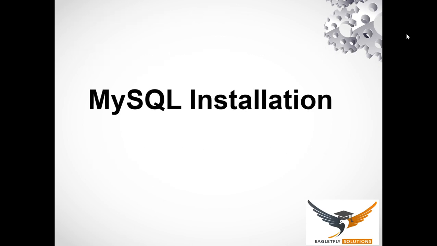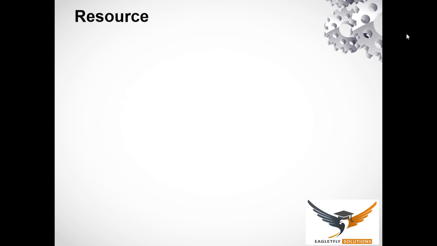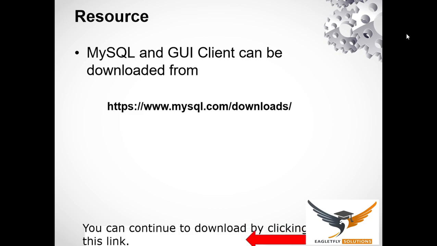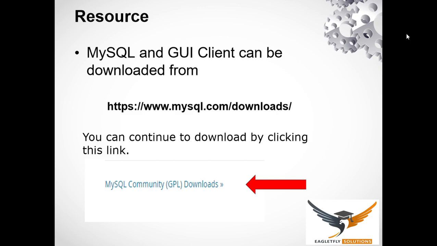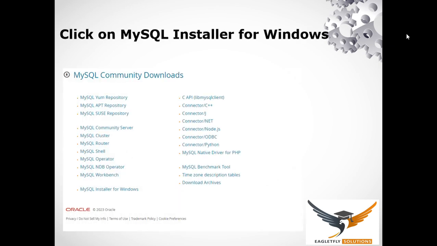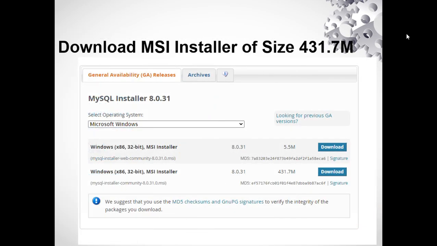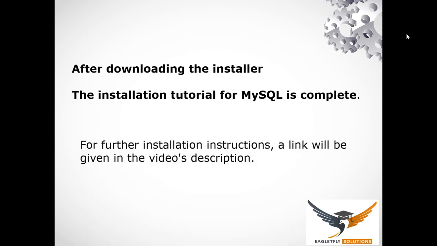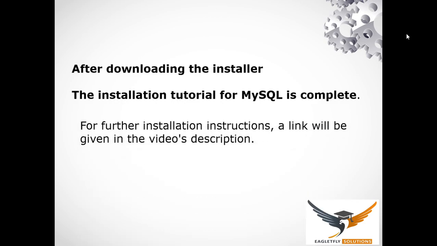Now let's look at the installation of MySQL. MySQL and the GUI client can be downloaded from mysql.com/downloads, and you can continue to download by clicking this link. MySQL GPL downloads, you need to click on this, and after that click on MySQL installer for Windows. Then download the MSI installer of size 431.7 MB. After downloading the installer, the installation tutorial for MySQL is complete. For further installation instructions, a link will be given in the video's description, so you can see all the steps included in the installation.